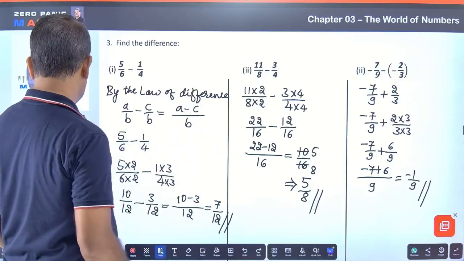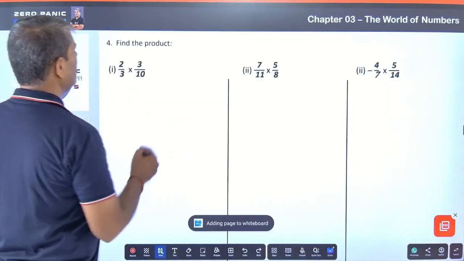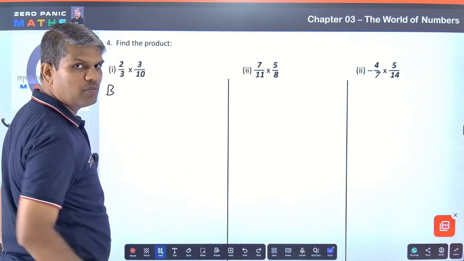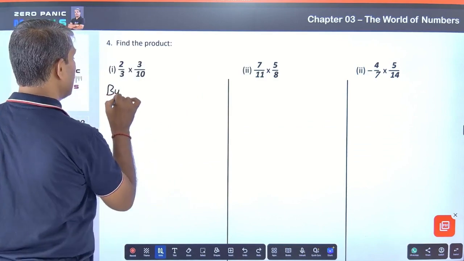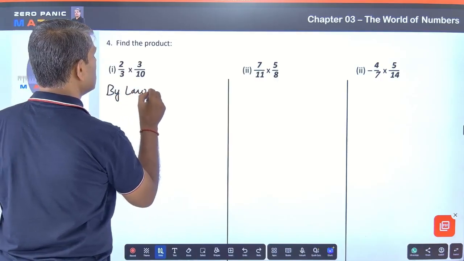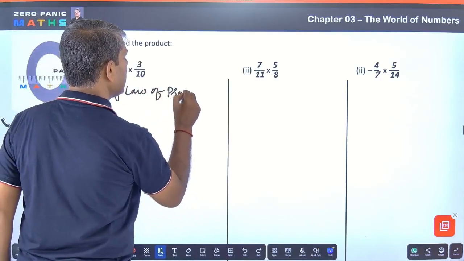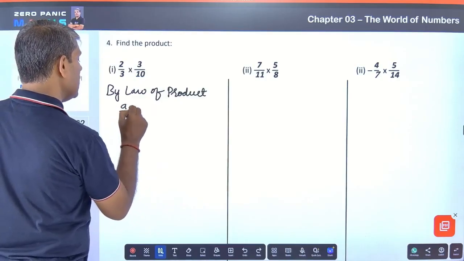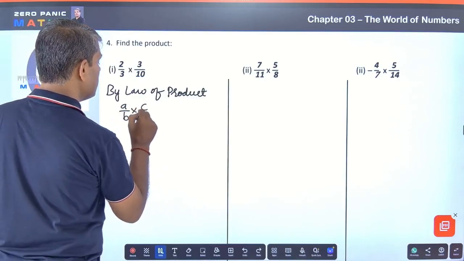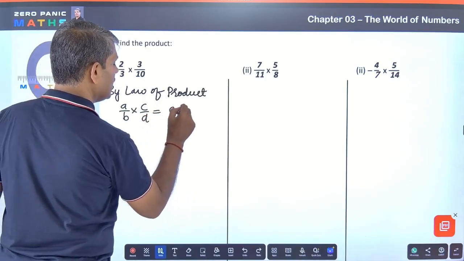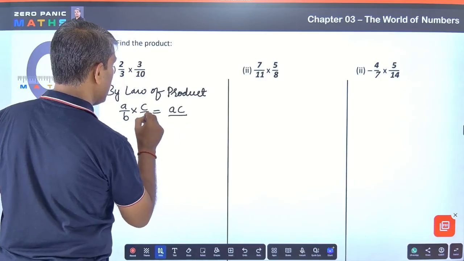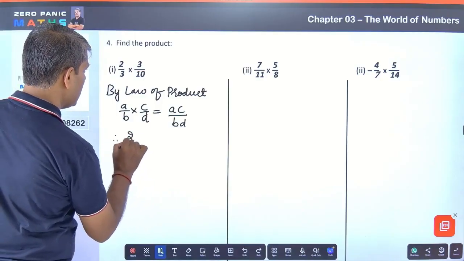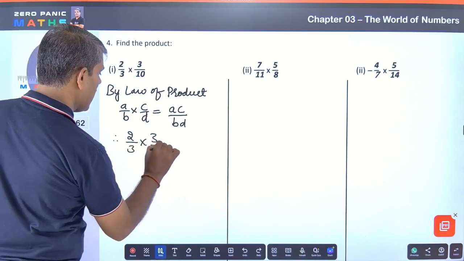Let us see the multiplication, the product. Now it's very simple. By the law of product, the numerators are multiplied and denominators are multiplied. You know that, right? By the law of product, let me write it for one problem; you can write it for other problems. A by B, when multiplied by C by D, another fraction, gives A into C divided by B into D, BD. So therefore 2 by 3 multiplied by 3 by 10.